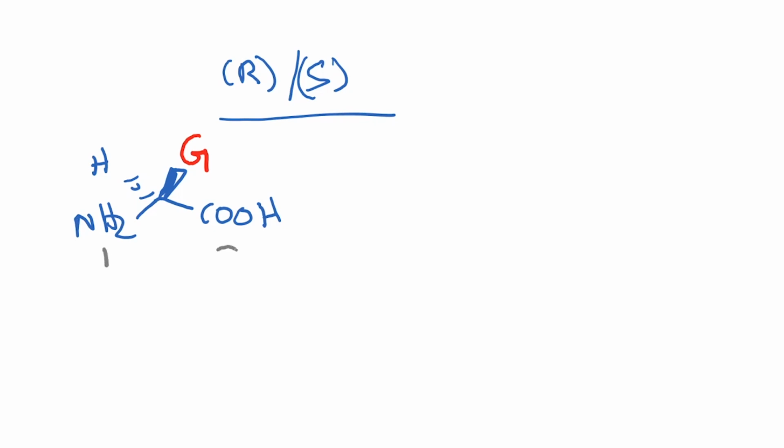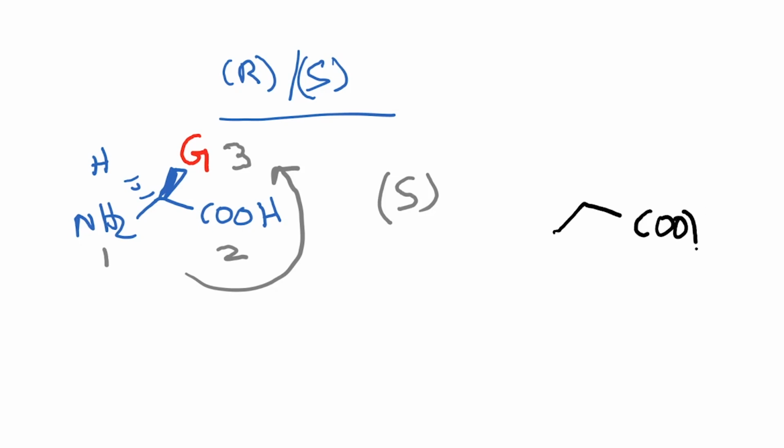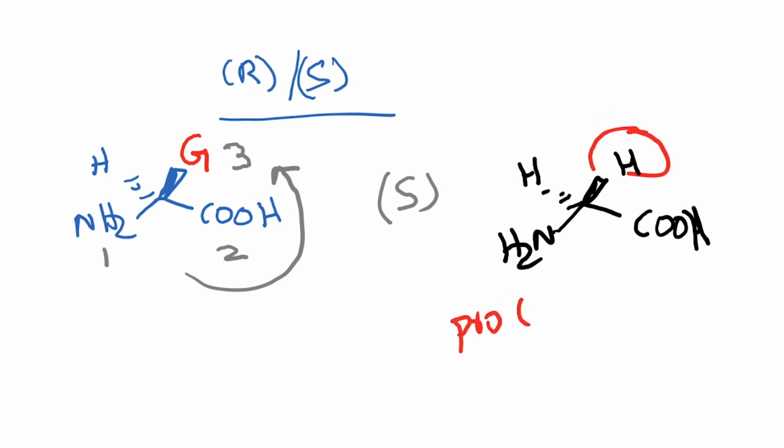Let me start doing the nomenclature. The nitrogen center gets 1, the carboxylic acid gets 2, and let's assume that this G has a lower priority than NH2 or COOH. For example, if G is deuterium, it's going to be priority number 3. Now if I look at the rotation, this is going to be anti-clockwise, so this is called S. Therefore this original hydrogen that was drawn here is actually pro-S, because if I replace that hydrogen with deuterium or another group, it's going to form the S isomer.